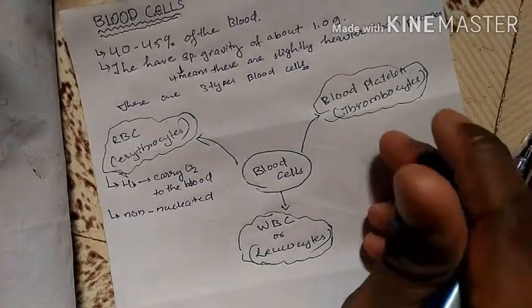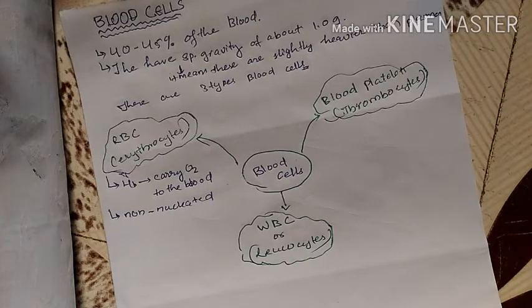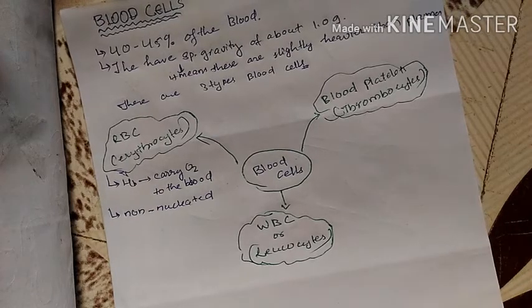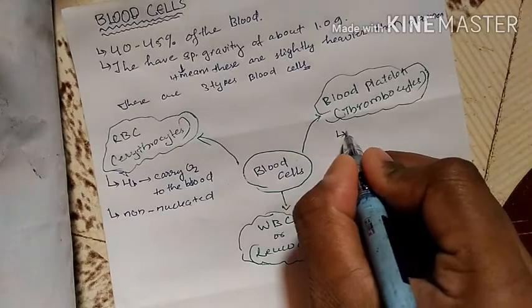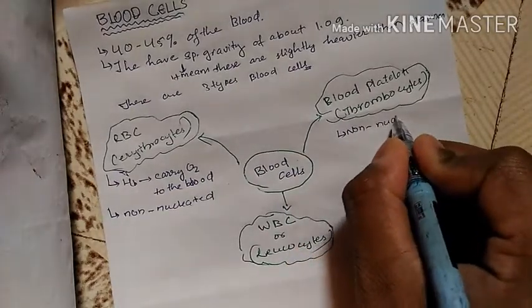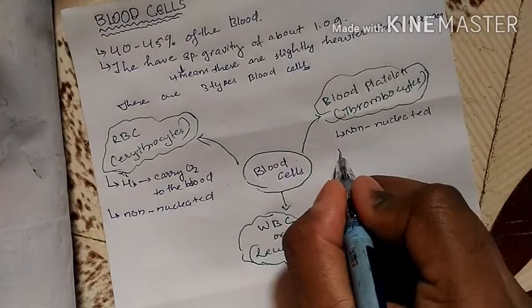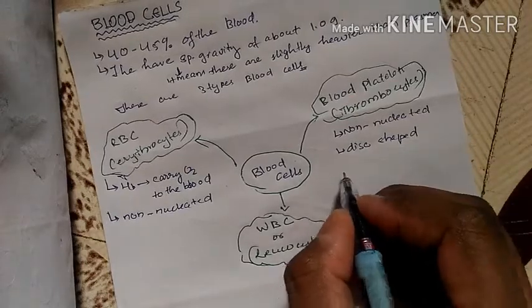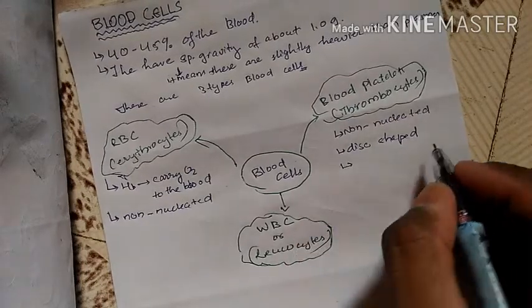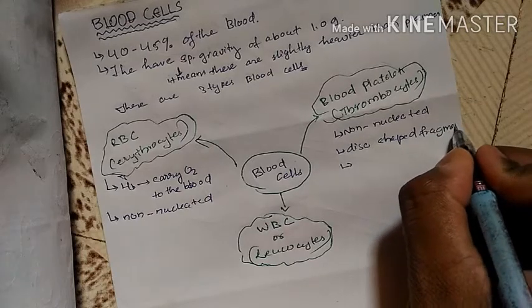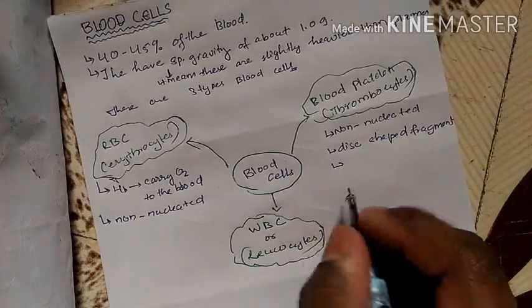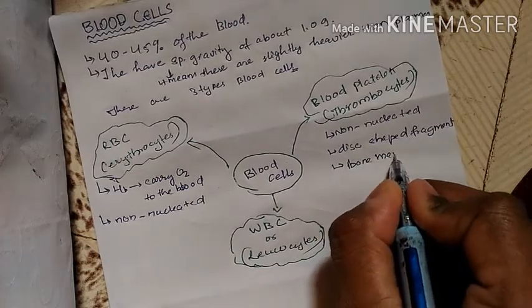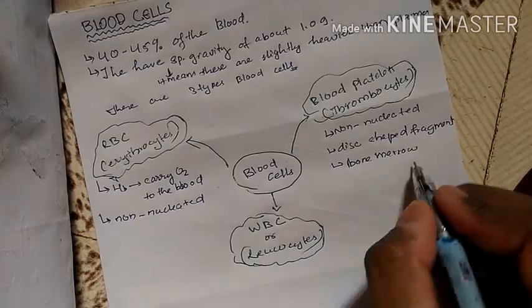Now blood platelets, these are thrombocytes. These are also non-nucleated and disc-shaped. They are disc-shaped fragments of bone marrow cells.